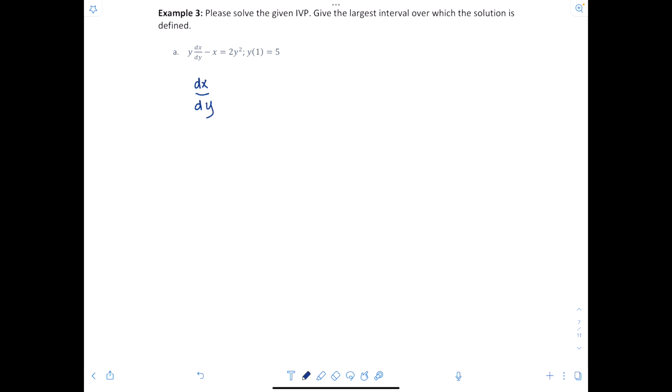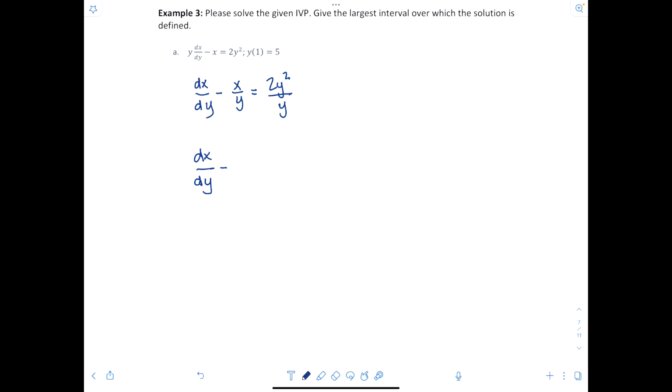So I'm going to divide through by y. So this will be minus x over y is equal to 2y squared divided by y. Cool? All right. So now we'll have dx dy minus x over y.